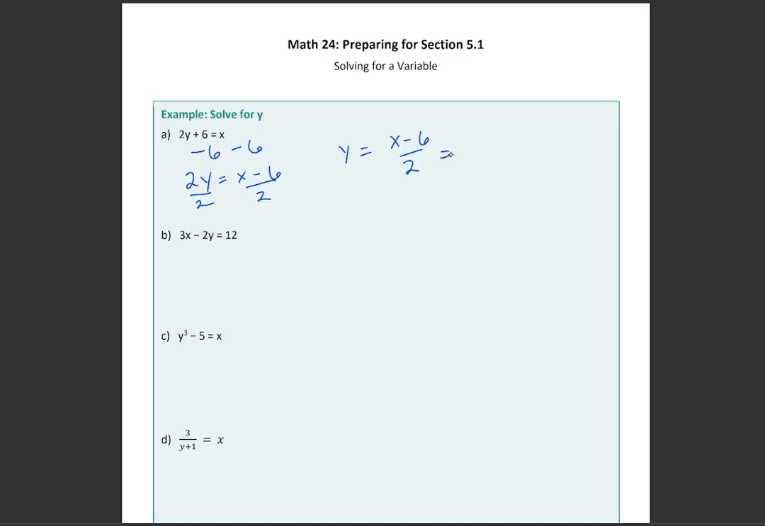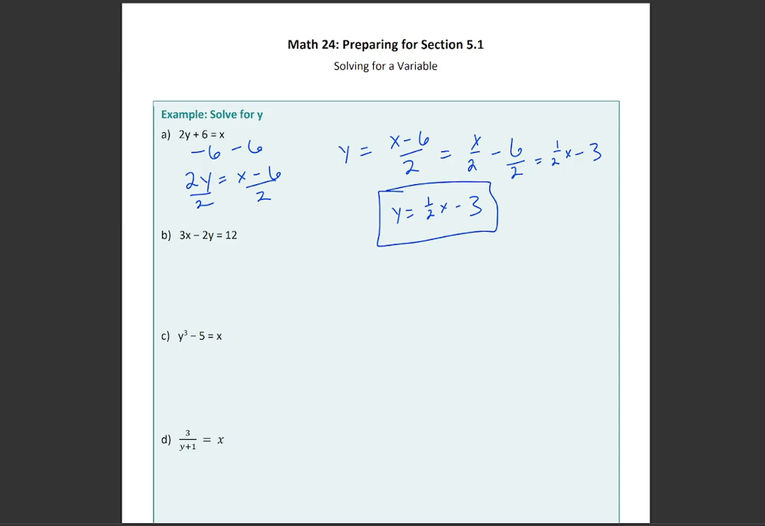Now, if we want to simplify this a little bit more, we distribute that divided by 2 to both of these two terms. And we get x divided by 2 minus 6 divided by 2, which of course is then 1/2 x minus 3. So there we have it, y equals 1/2 x minus 3. We have solved for our y.